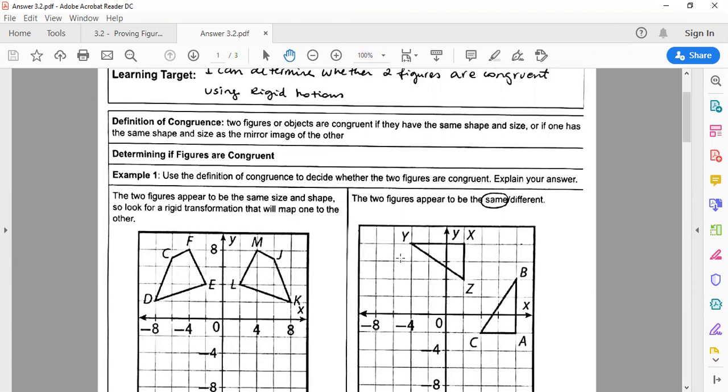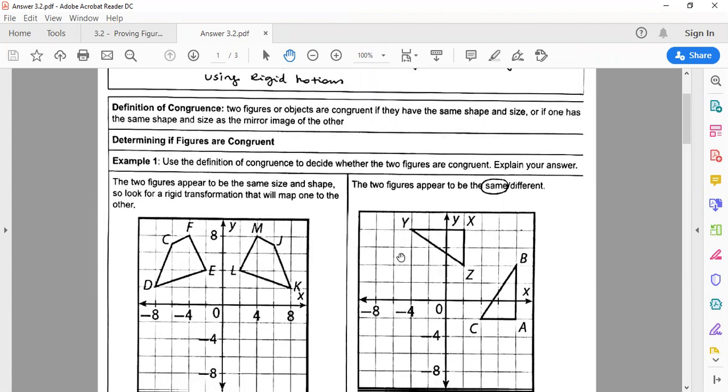Two figures or objects are congruent if they have the same shape and size, or if one has the same shape and size as the mirror image of the other. So when we're thinking about rigid motions, rigid motions preserve shape and size. In order to show that two figures are congruent, you just have to show that there is a rigid motion that maps one to the other, and therefore they are congruent.